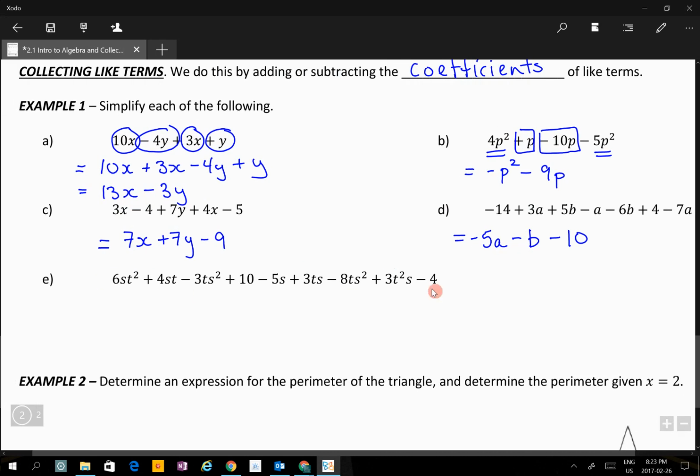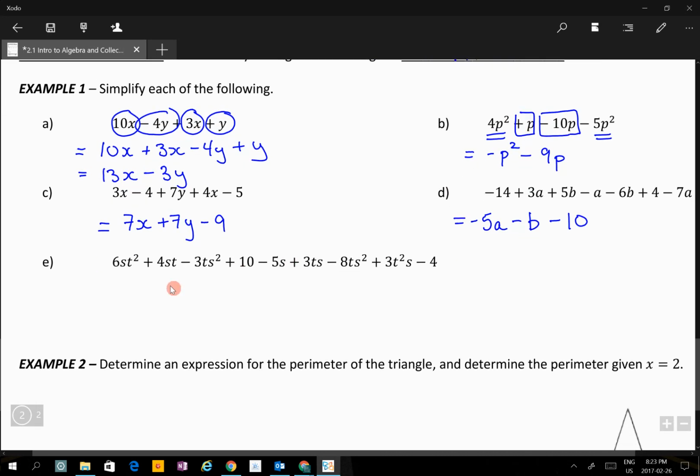Last one here, quite a bit more complicated, so take your time with it. Look at the terms that are like. So I have 6st squared. I have to find in the rest of this polynomial what looks like s and t squared. Here I have st. Here I have ts squared. Not like terms because they have the same variables but different exponents. I have to keep looking.